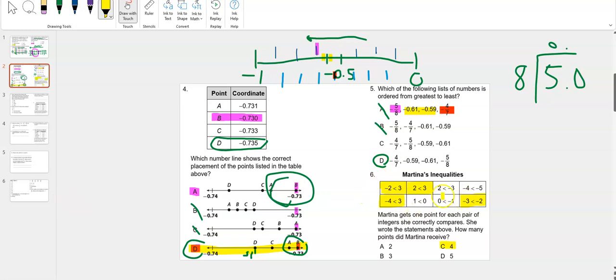All right, so I went ahead and highlighted the ones of Martina's that are correct. These here, you've got some positive numbers that are said to be less than negatives. That's not true. And then you need to remember that 1 is larger than 0, and that the smaller the negative, the larger the value. So that one is wrong.